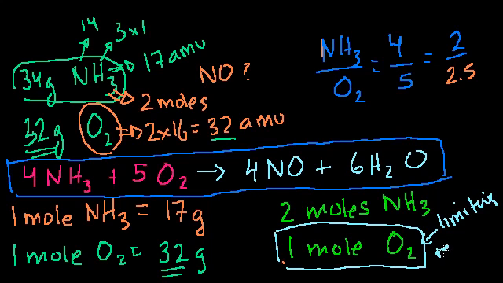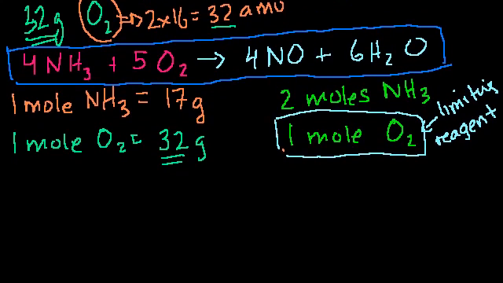Limiting reagent. And I said before, the words reagent and reactant are used interchangeably. But when people talk about the limiting ones, they tend to call it the reagent. So oxygen is a limiting reagent. So we have extra ammonia. Given that we have 1 mole of oxygen, how many moles of ammonia can I react with that?